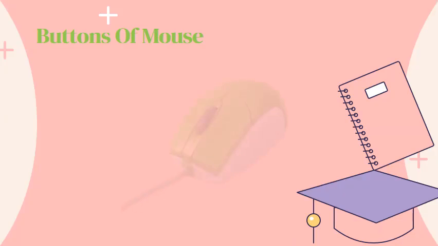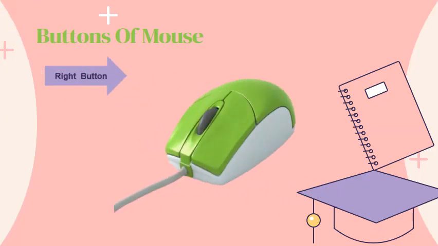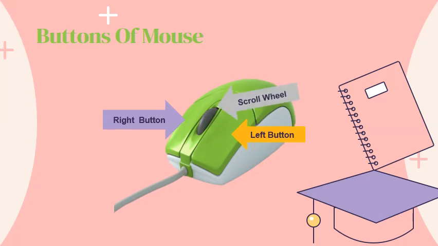So students, a mouse has a long wire attached to the CPU. It has two buttons, which are left button and right button, and a scroll wheel in the center. A mouse is used to draw pictures and select objects and text on the computer.